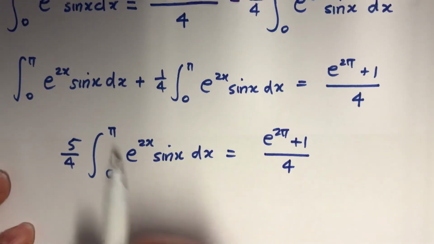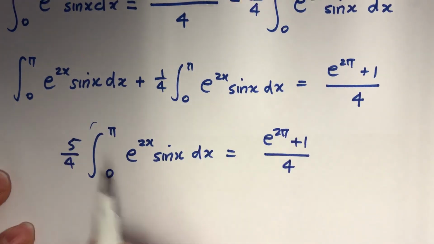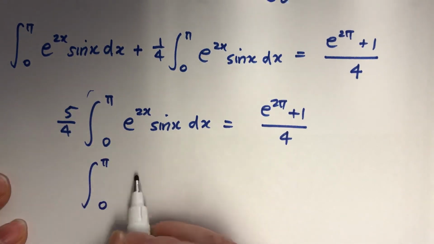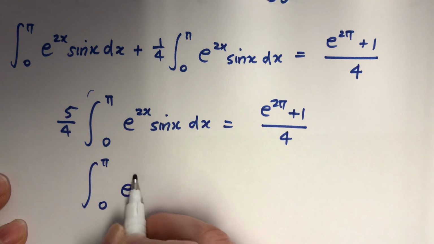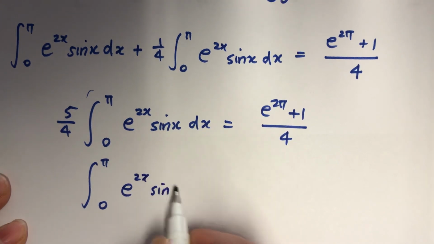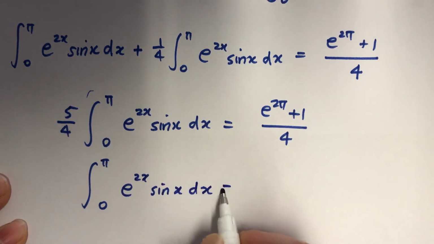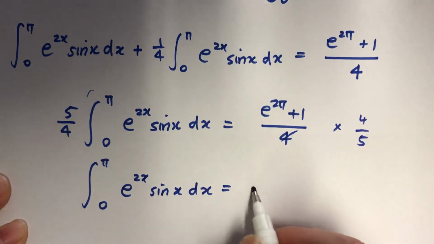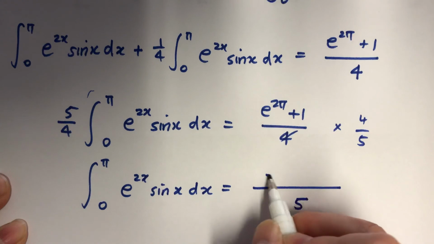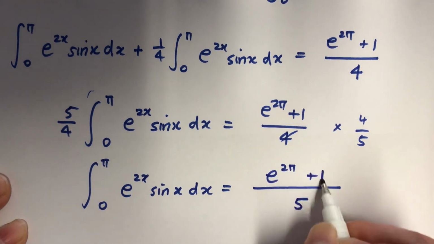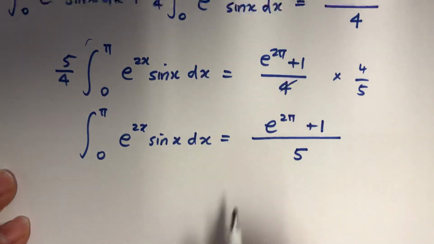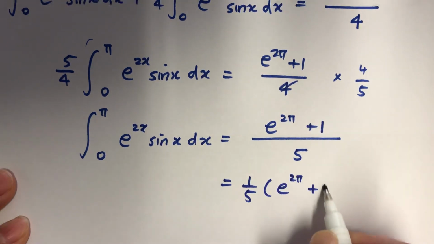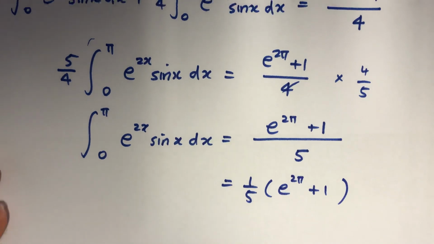Now we just want that, right? So we don't need 5 over 4, so I'm going to multiply by 4 over 5 on both sides. If I do that on both sides, I'll put 4 over 5 in here and cancel it out. What I've got is 5 there, and e to the power of 2 pi plus 1. Or sometimes you can just write 1 over 5 times e to the 2 pi plus 1. It doesn't really matter which way you do it. Okay, well done.